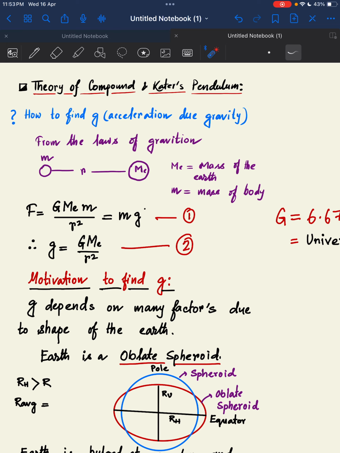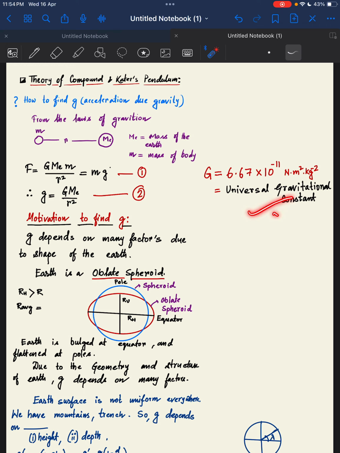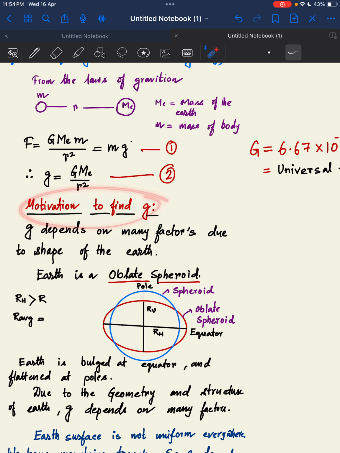So we have Newton's law of gravitation. If we have an earth that is having mass Me and we have a body of mass m, then the force of attraction between these two bodies is G Me m by r square, and that is also equal to mg. So your acceleration due to gravity is g equal to capital G Me by r square. This capital G is the universal gravitational constant. This you all know. The value of this is 6.67 times 10 to the power minus 11 newton meter square per kg square. Now what is the motivation to find g?